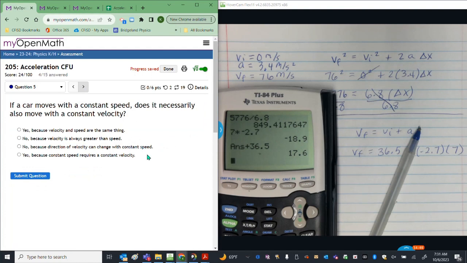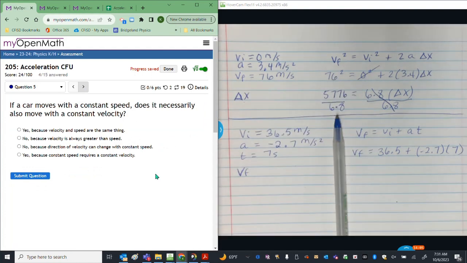Number 5, if a car moves with a constant speed, does it necessarily also move with constant velocity? 85% of you guys got this right, so there were a couple people that missed it. Okay, and the answer to this question is no. If it moves at a constant speed, remember guys, we talked about this last unit as well. Speed is scalar, velocity is a vector. It is possible to move at a constant speed and to turn. We talked about that at the beginning of the unit, remember?